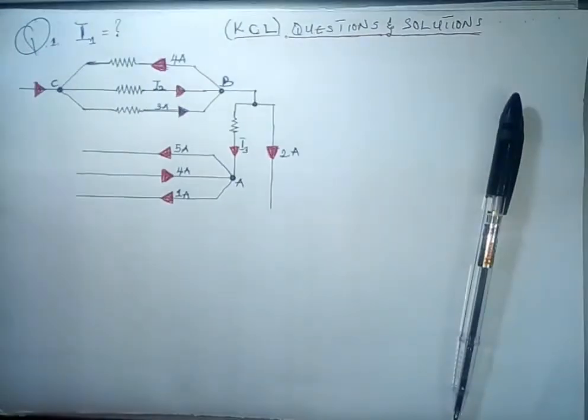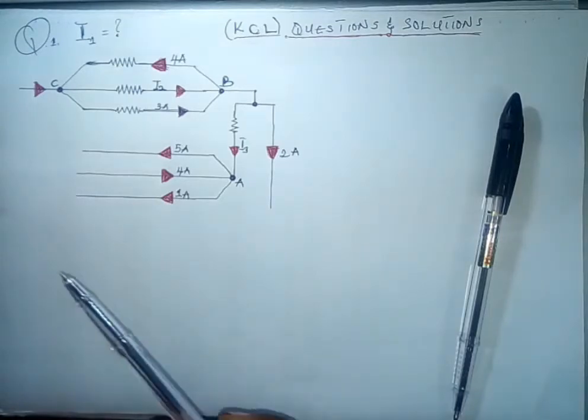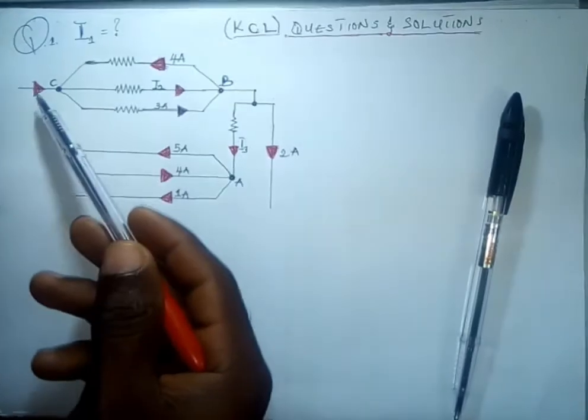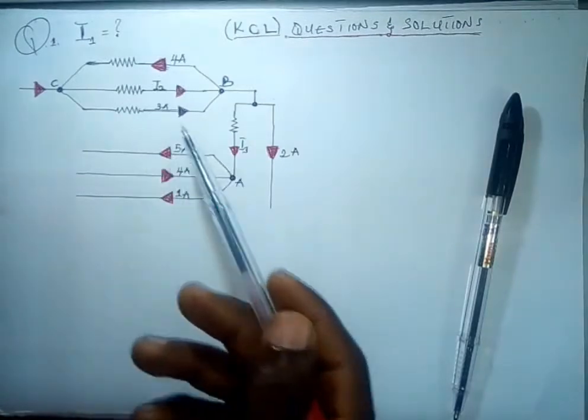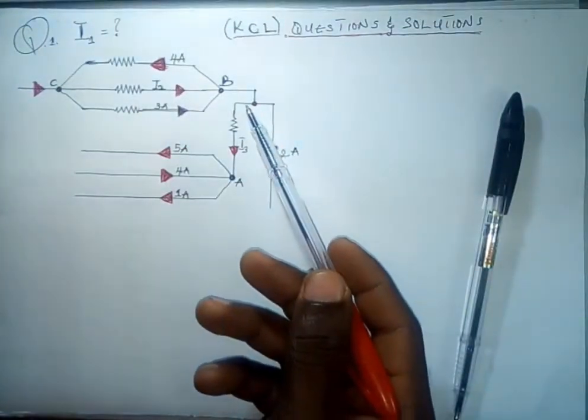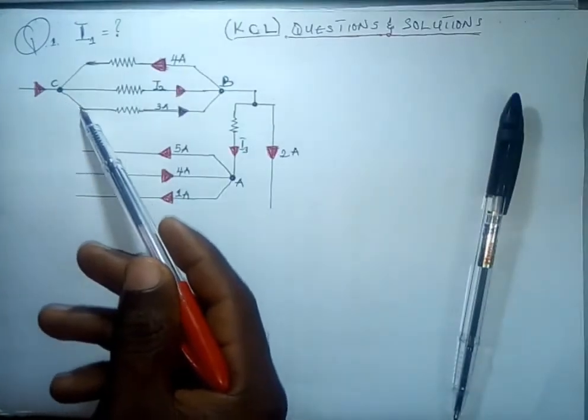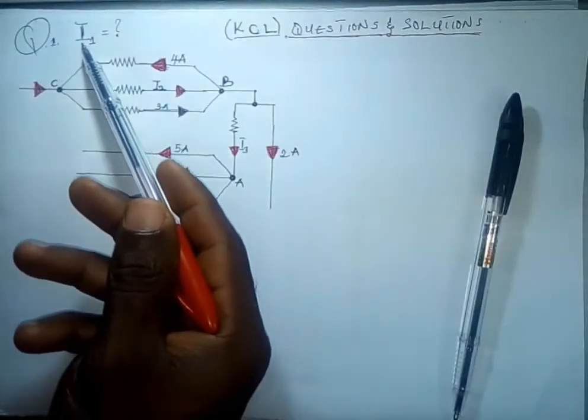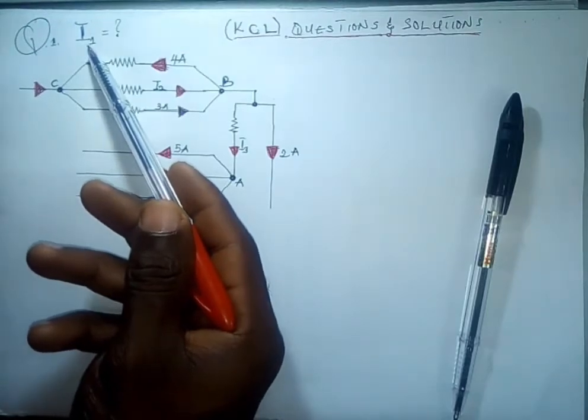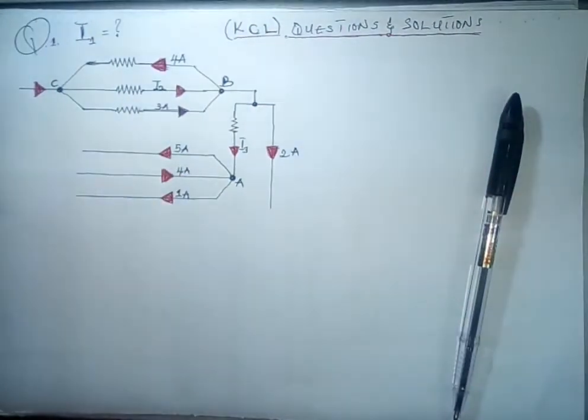In the question we have here, we have a very big schematic with some nodes. We have node A, B, C, and another node here. The question originally was to find I1. So where do we start? Our I1 is the first unknown that we should take note of in this question.